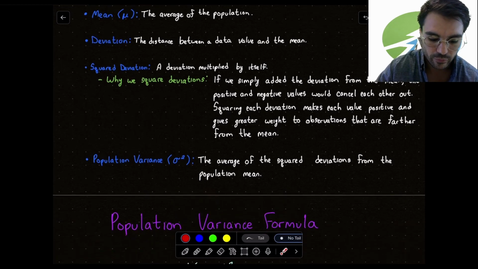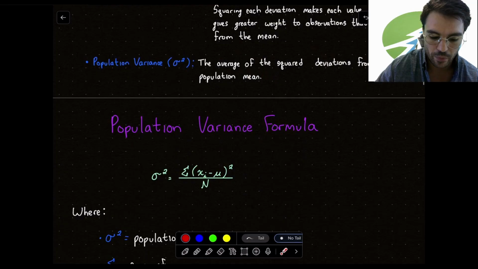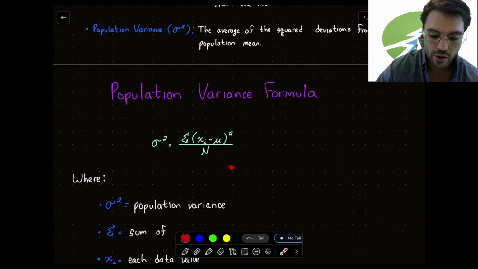Okay. And population variance, which we'll be discussing. This is the symbol we denote for population variance. I'm not sure what this is called. Our population variance symbol. I don't know what the Greek letter is, but it is the average of the squared deviations from the population mean, okay? So here's our formula for population variance.